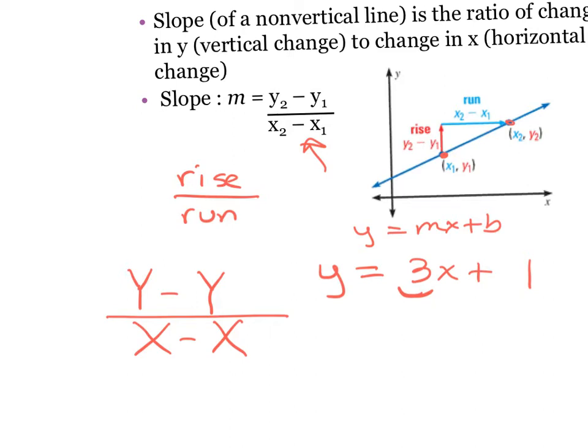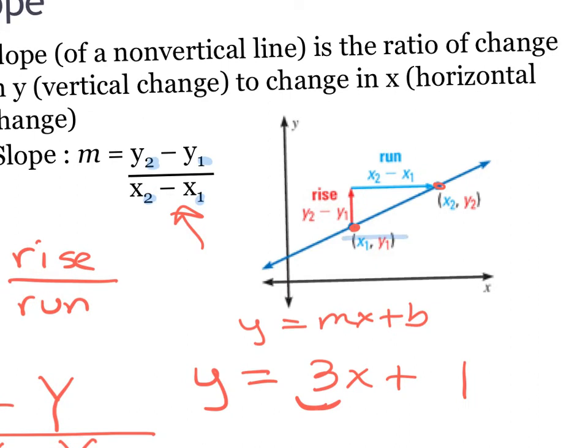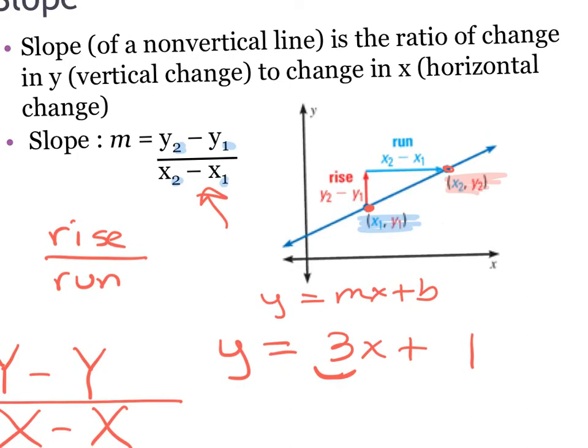Now, these little numbers that are here, these are not exponents, they're like labels. So you could think of it like you have ordered pair number 1, which has the x1, y1, and then you have ordered pair number 2, which is the x2, y2. So this is the slope formula.